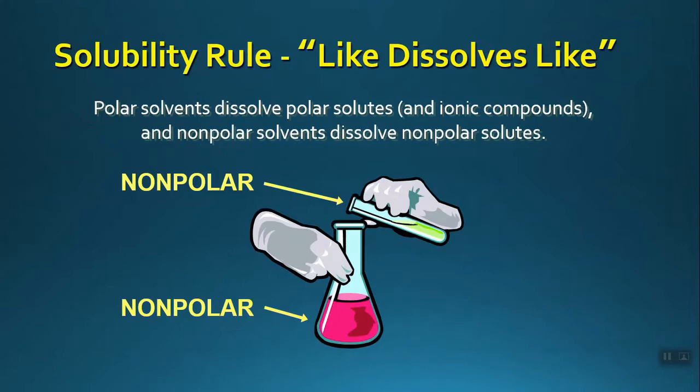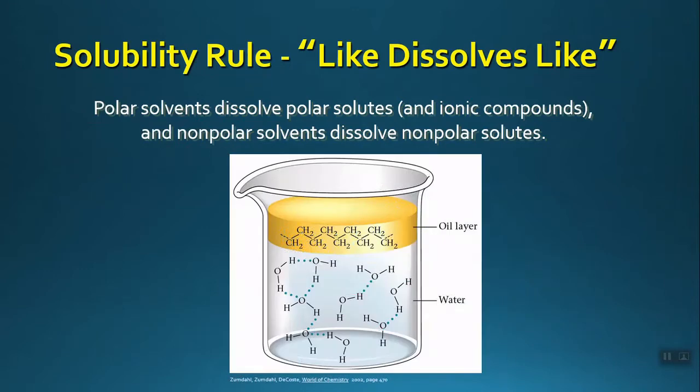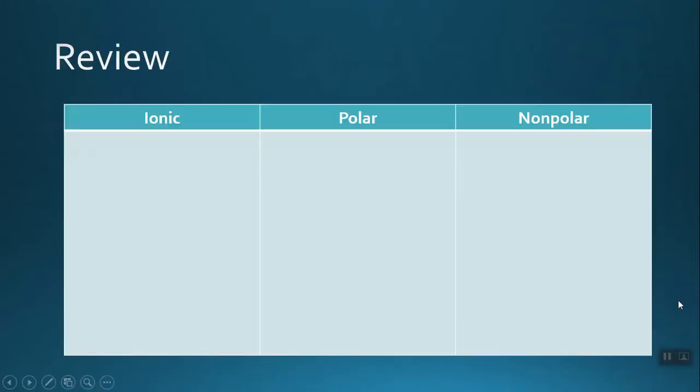So both the solute and solvent need to be nonpolar, or both the solute and solvent need to be polar or ionic. This is the reason why oil and water don't mix. Oil is nonpolar, whereas water is polar. This goes against the solubility rule, like dissolves like. So let's review these three words, ionic, polar, and nonpolar.